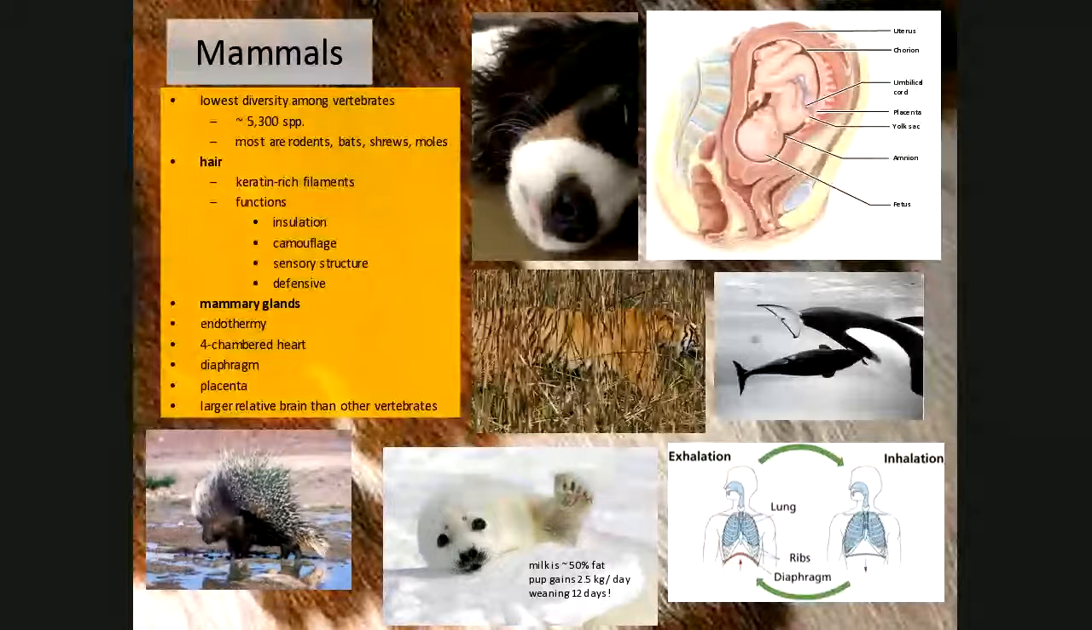As I said, we're endothermic. We're the 4-chambered heart. That's part of our high metabolic rate. We are thoracic breathers, all right? So we have that diaphragm. We're not buccal breathers like the amphibians were. So down below, I show you a picture of that diaphragm, which is that red thing. As it pulls down, it creates a vacuum.